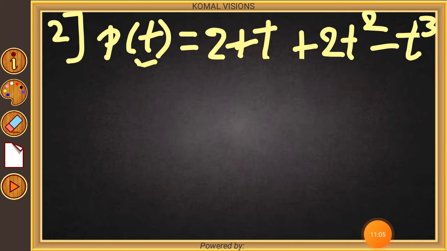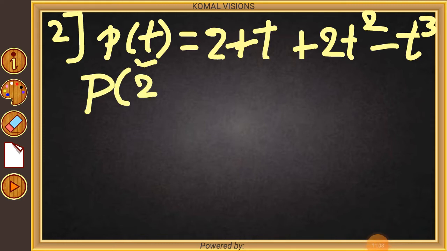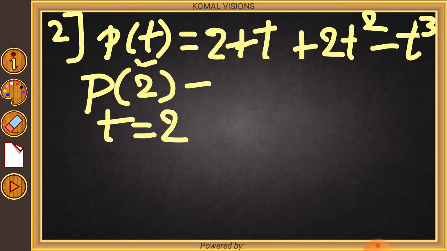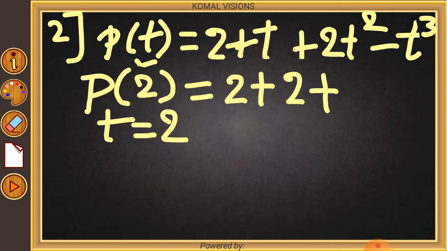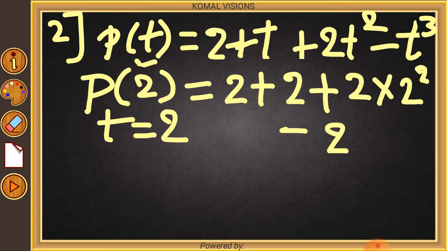Now p of 2. Here t is equal to 2, so you should insert it in the polynomial expression. So it will be 2 plus 2. Wherever t is available, I am just putting the value of t as 2 here: 2 into 2 square, minus t cube as 2 cube.